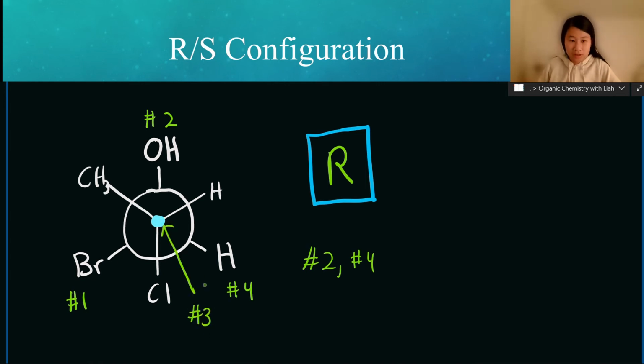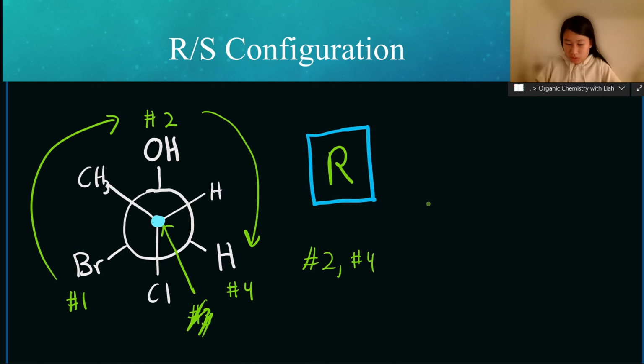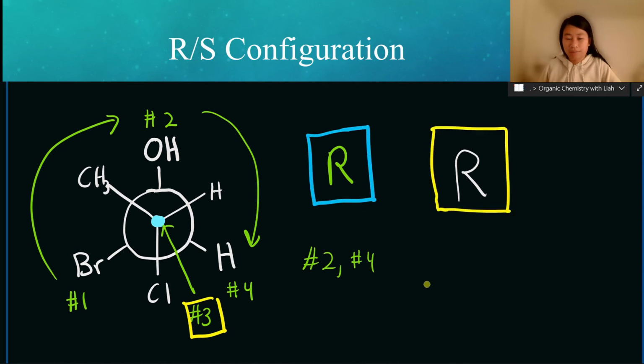Now let us ignore what is on the front, and we're going to go from lowest to highest number. So this is going to be 1 to 2 to 4, ignoring 3, and this is a clockwise rotation as well, so we're going to have another R configuration. Now because number 3 is on the front, we can keep our configuration as R. However, as I mentioned, if number 2 or number 4 priority was the front carbon for the back carbon, then we would have changed R to S.